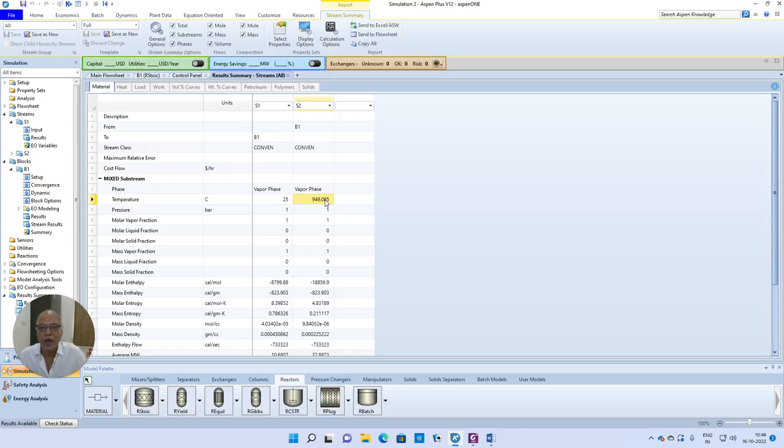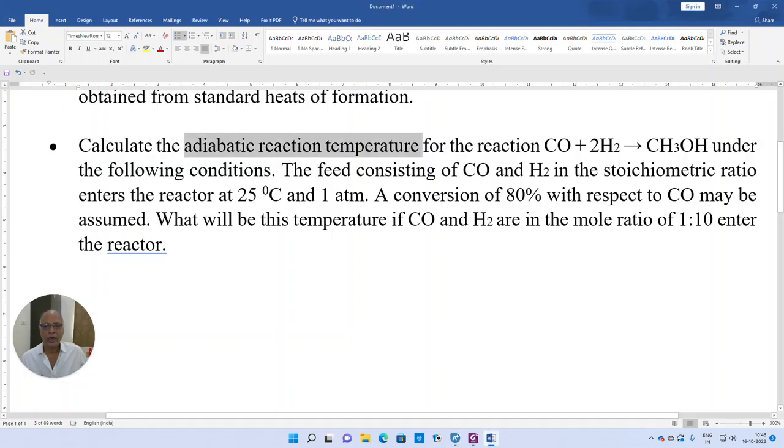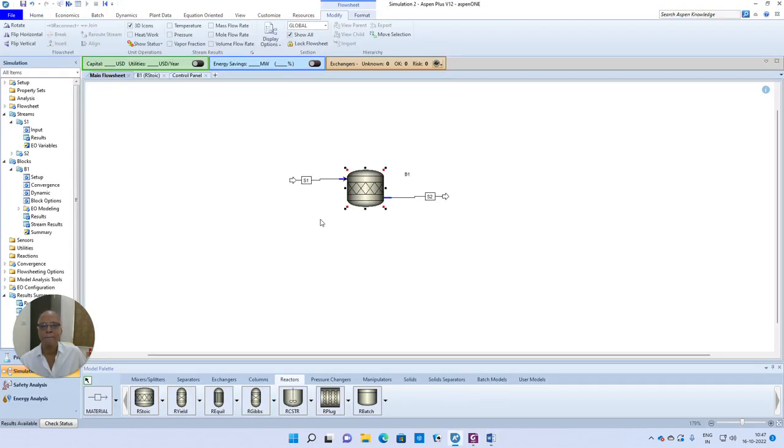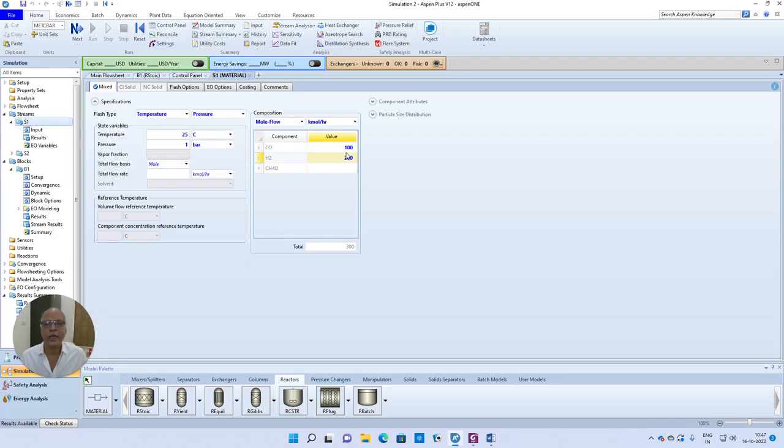Now try to see how you would have calculated this adiabatic reaction temperature manually. I'll leave it to you, which you might have been doing. Now the second part of this problem is what will happen to this adiabatic reaction temperature if CO and hydrogen are in the mole ratio of 1:10. Earlier we were using CO and hydrogen in the ratio of 1:1. Now we would like to use it in the ratio of 1:10. So let me go back and modify this as well. Let me keep the CO flow rate at 100, but hydrogen, instead of 200, is now entering 10 times, 1:10 ratio, right?